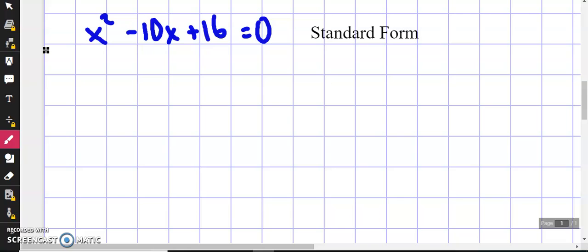So if we've been given an equation in standard form, like x squared minus 10x plus 16, then in order to solve this, we're going to attempt to factor it first. If we remember from previous videos, in order to factor an expression in standard form, the first thing we would look for is some sort of common factor between the terms.